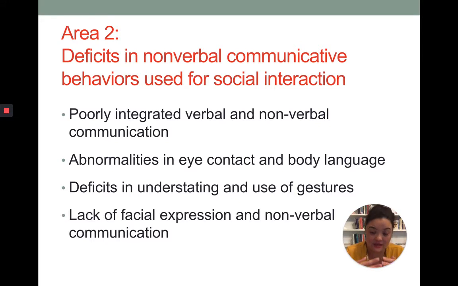Okay? We also see that a lot of individuals with autism may have difficulty understanding, that should say understanding, not understating, deficits in understanding and using gestures. So again, we oftentimes see limited gestures or just one type of gesture, right? They may use more conventional gestures like nodding or shaking their head, but not so much informative gestures.